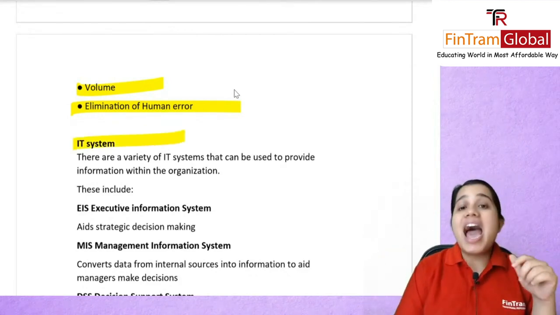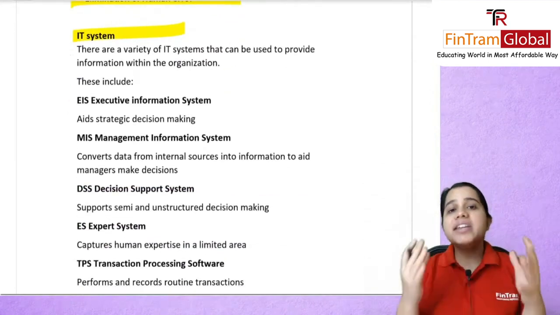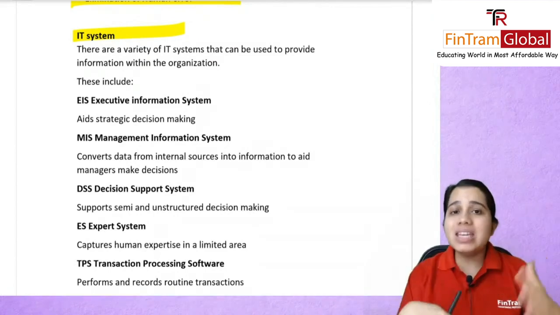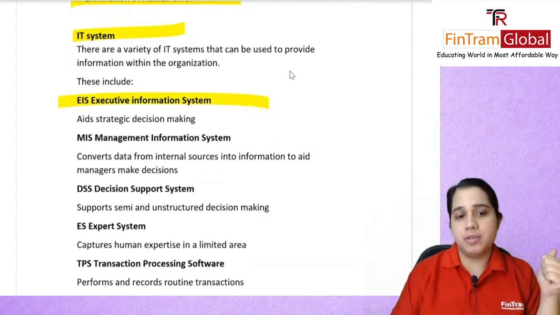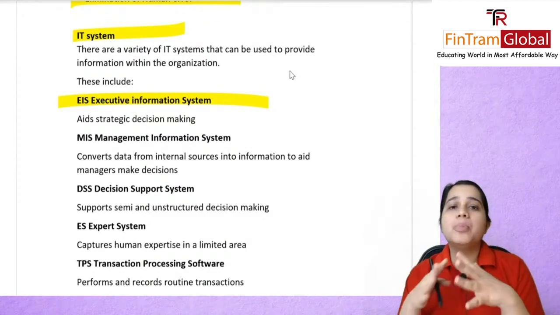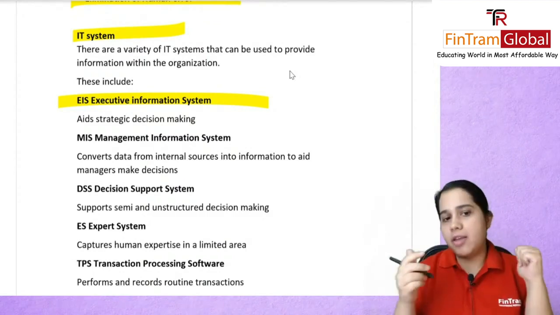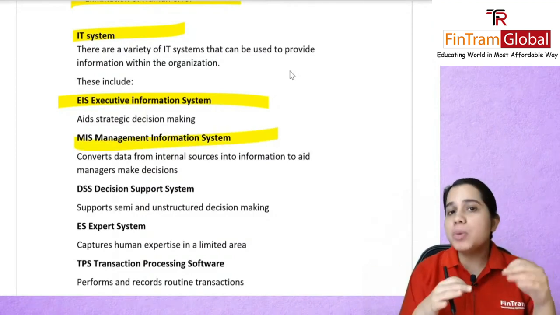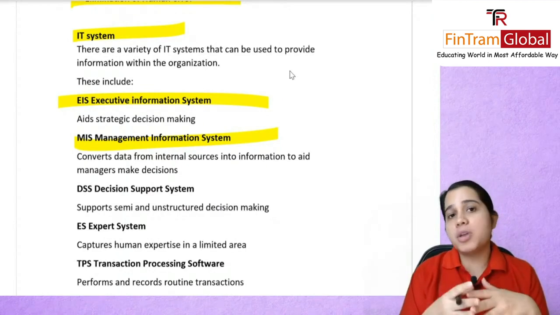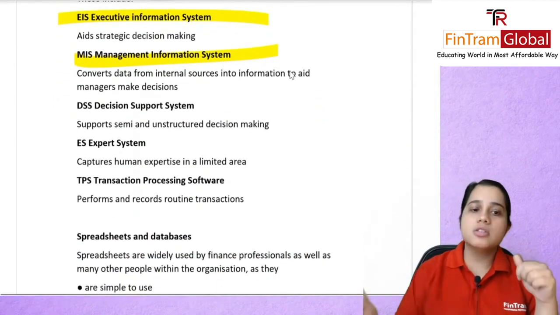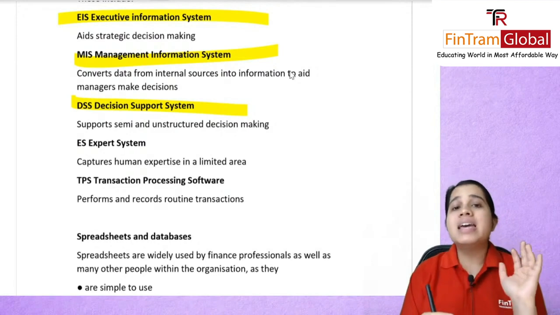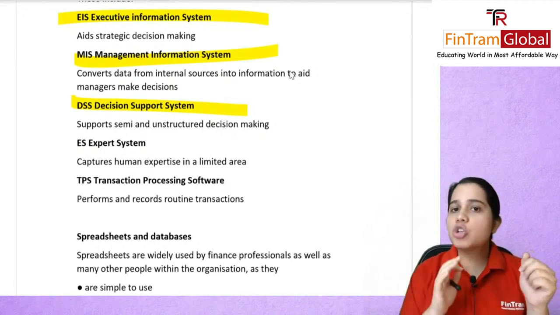Then we talked about IT systems, wherein we covered that there is a variety of IT systems that can be used to provide information within an organization. You have your executive information system, or EIS, which helps your strategic, top-level decision making. Then you have your MIS, or management information system, which converts data from internal sources into information to aid managers in making decisions. Then we have your DSS, that is your decision support system. It will support any sort of semi-structured or unstructured decision making.